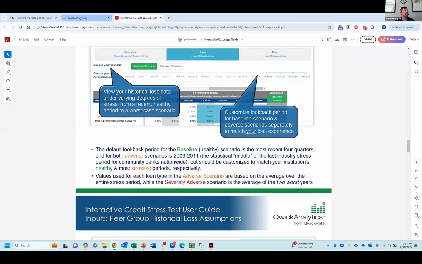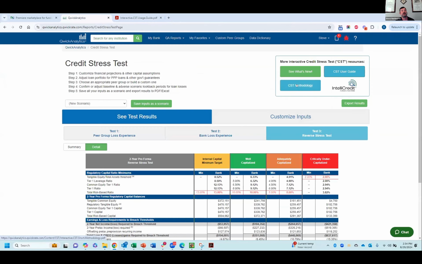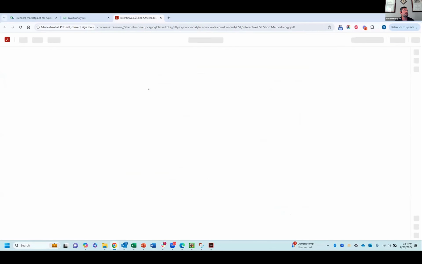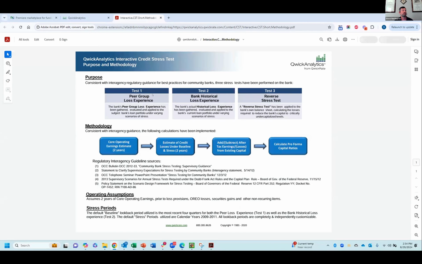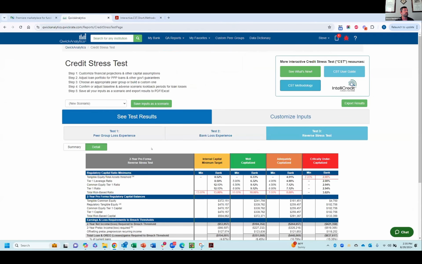And take a look at the user guide. And then we also have a one-page, very summary level purpose and methodology document that reminds you of what tests we're running and what steps we're taking, and where the guidance is coming from that led to the major assumptions that we built into the tool in the first place. And that's pretty much the whole shebang, Sean.